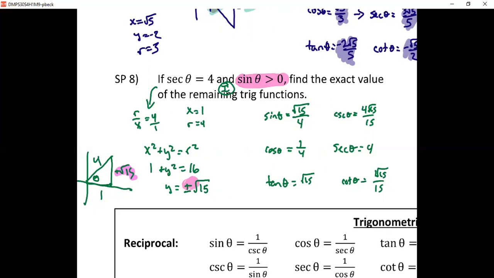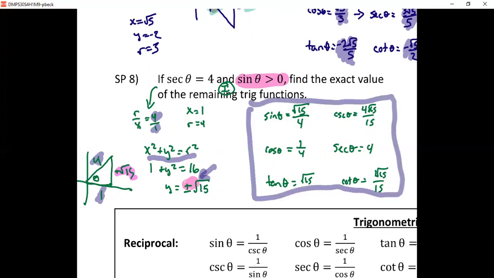Secant is r over x. So that means the radius is 4 and the x value is 1. What we're left to find is the y. We can do that by x squared plus y squared equals r squared. Now y should be the positive square root because we're in quadrant 1. And once I know that, sine is y over r, cosine is x over r, tangent is y over x, etc.